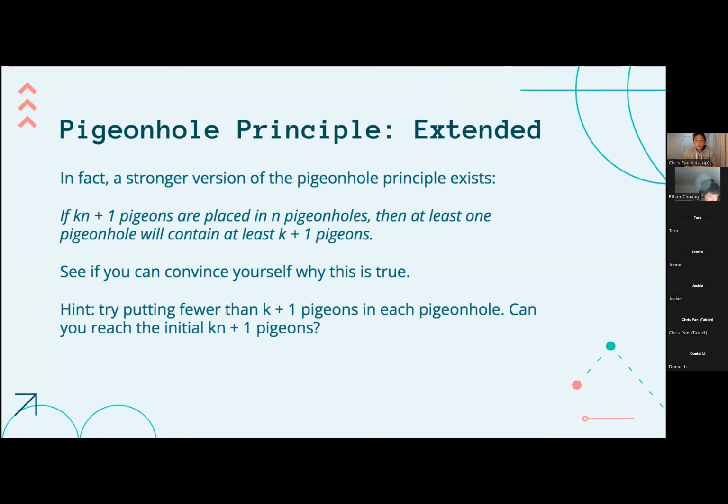For example, if you have 17 pigeons in four pigeonholes, at least one of them will have five pigeons. I'll go over why this is true. If you just imagine there are at most k pigeons in each of these n pigeonholes, how many pigeons are you gonna have in total? You're gonna have k times n, which is not enough to account for all the pigeons. There are kn plus one pigeons. So clearly, you can't only have k pigeons in each pigeonhole. At least one of them must have k plus one.